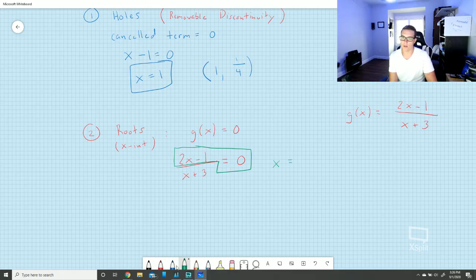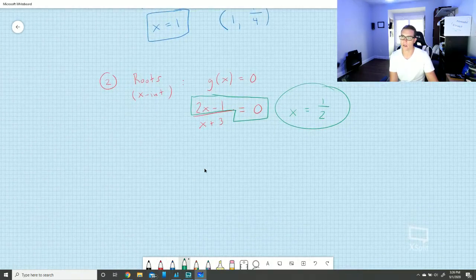And we add 1 and divide by 2. There's my root, only 1. Sometimes we'll have 2, sometimes we'll have 0. In this case, we had 1 root. So far we know there's a hole in this graph at this location, (1, 1/4), and we know there's a root at 1/2.